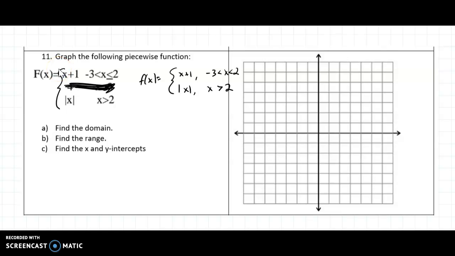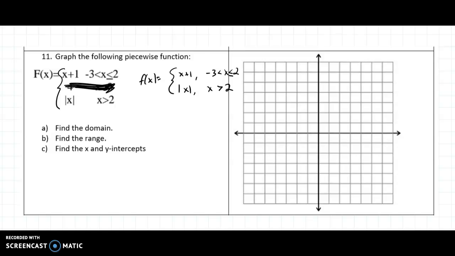All right, this is our second piecewise function question here, number 11. Again, it didn't format super well, and I actually just changed some of it. This should be like that. So for the purposes of this video and on your study guide, f of x equals x plus 1 between -3 and 2, with a less than or equal to sign at the 2, and then the absolute value of x when x is greater than 2.